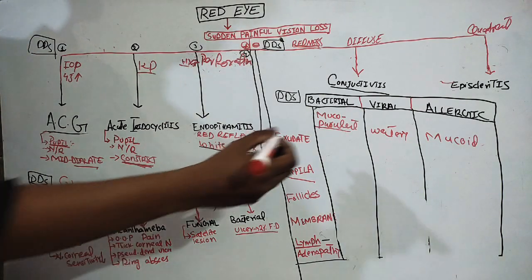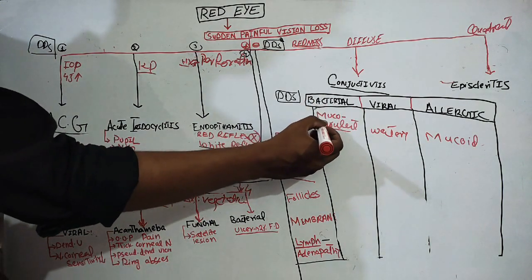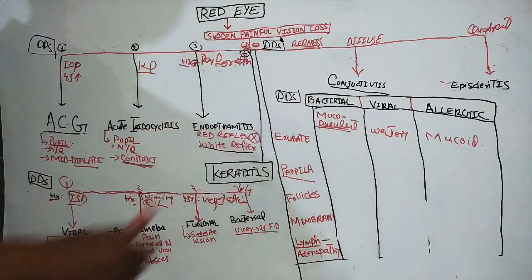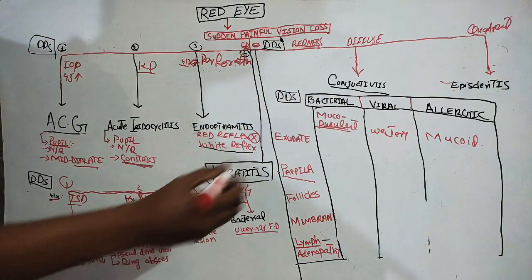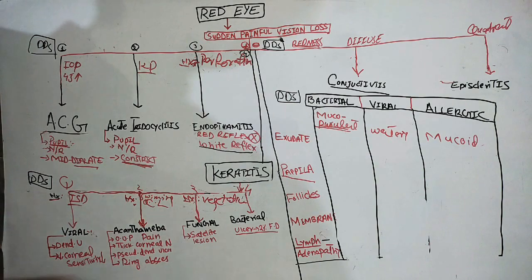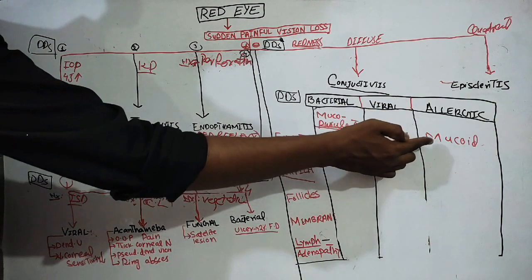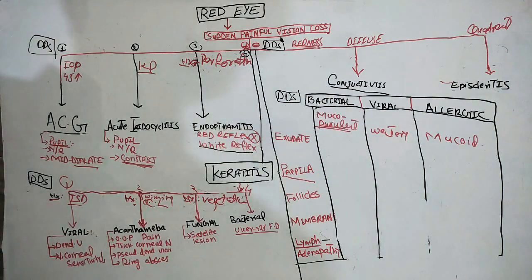First of all, you have to look at the exudate. If there is pus in the exudate, purulent, whether it is mucopurulent or totally purulent, then it will be bacterial. If the discharge is watery, it is viral, and if it is mucoid, then we have allergic conjunctivitis.